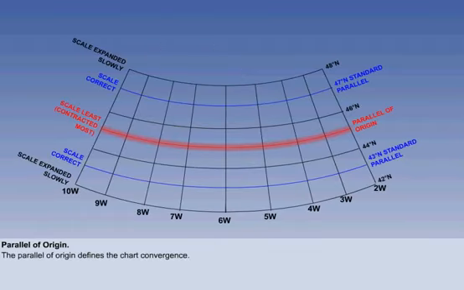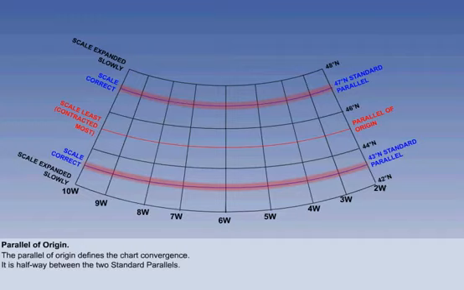The parallel of origin has one important property. It defines the chart convergence. Remember, the chart convergence factor, or N factor, is the sine of the parallel of origin. It is also halfway between the two standard parallels. This fact can be useful in solving problems. If you are given the two standard parallels, you can work out the N factor for yourself.